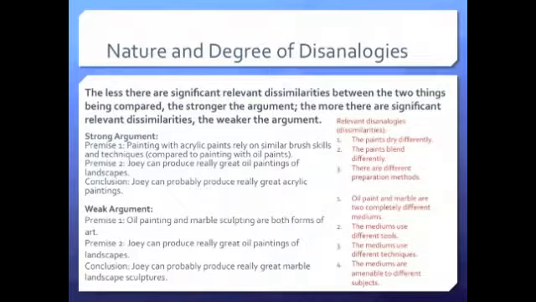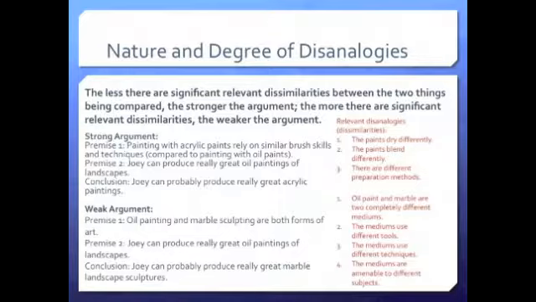The dissimilarities between painting with oil paint and painting with acrylic paint are that the paints dry differently, that the paints blend differently, and there are different preparation methods in painting. Now, given these, it will weaken the likelihood that if Joey can produce really great oil paintings, he would also be able to produce really great acrylic paintings simply based on the similarity that painting with acrylic paints and painting with oil paints rely on similar brush skills and techniques. So these disanalogies will weaken this argument.